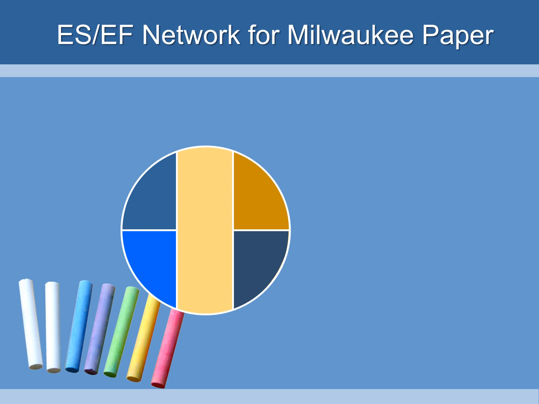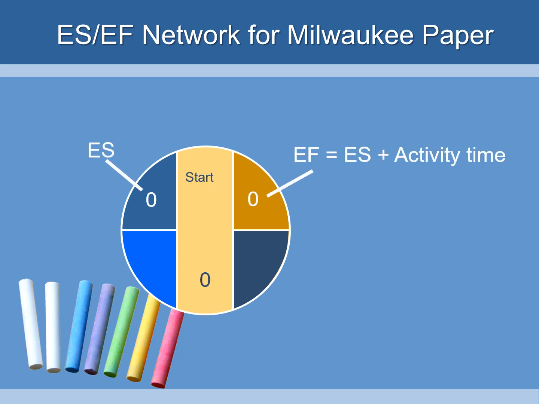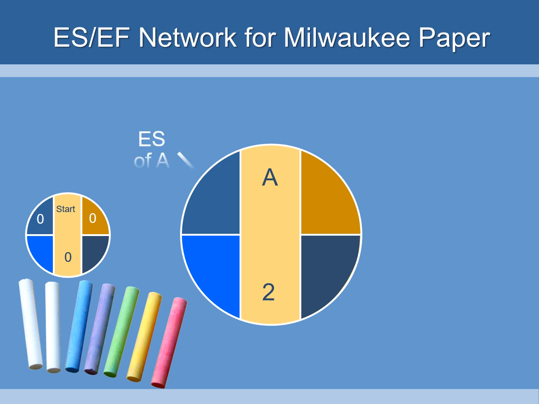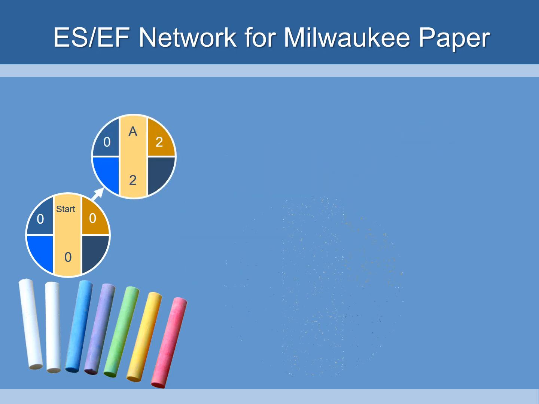So let's take a look at a sample for the Milwaukee Paper Company. This is the very beginning. So the first step is A, and it takes 2 weeks. The earliest start time, since it's the first step, would be 0. The earliest finish of step A would be 2 weeks. It'd be the earliest start plus activity time, and that would be 2 weeks. So we'll file that up there.